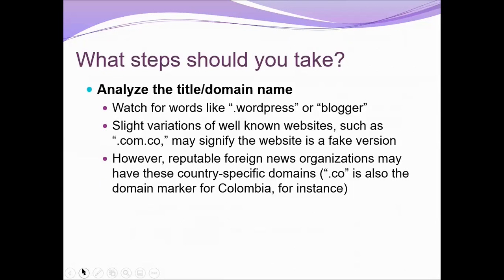So what steps do you have to take to make sure that the source is good before you even get into it? One thing you need to do is make sure that you're not looking at a blog, because blogs tend to be the personal opinions of private citizens, not of experts. So be careful to watch for words like .wordpress or Blogger. Slight variations of well-known websites that attach a .co may signify that the website's a fake version, but there are reputable foreign news organizations that may have these country-specific domains. CO, for instance, is the domain marker for Colombia.